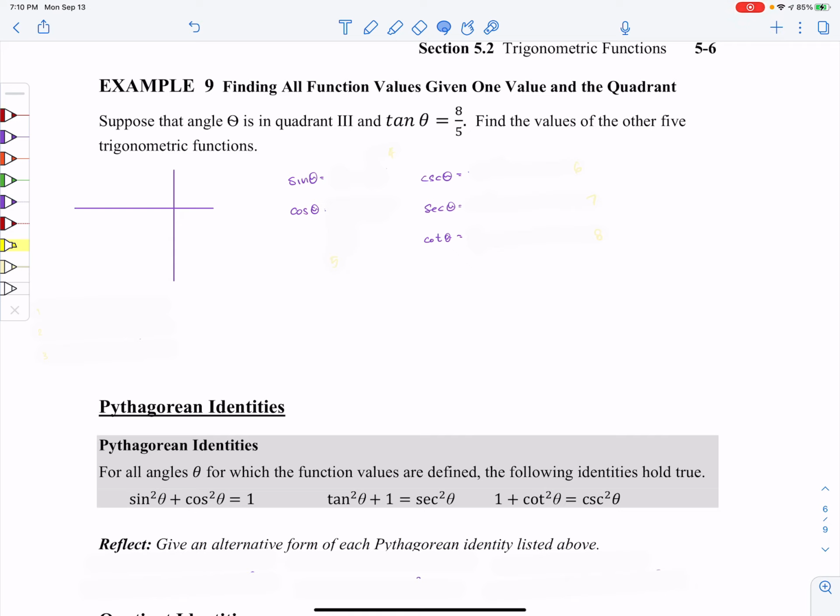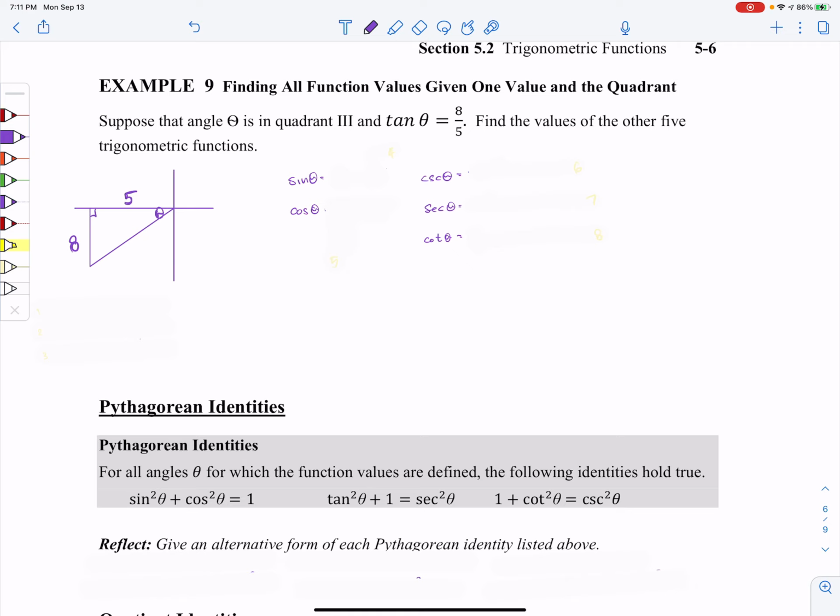All right, so this time, let's suppose that our theta is in quadrant 3. The very first thing I'm going to do, I'm not even going to read any further, I'm just simply going to draw my picture, draw a triangle. Notice that my right angle is on the x-axis, and my theta is the angle at the origin. But wait, there's more. I'm also told that my tangent value is going to be 8 over 5. SOHCAHTOA says tangent is opposite over adjacent. So the tangent of theta, here's my theta, is going to be opposite, over here, over the adjacent.